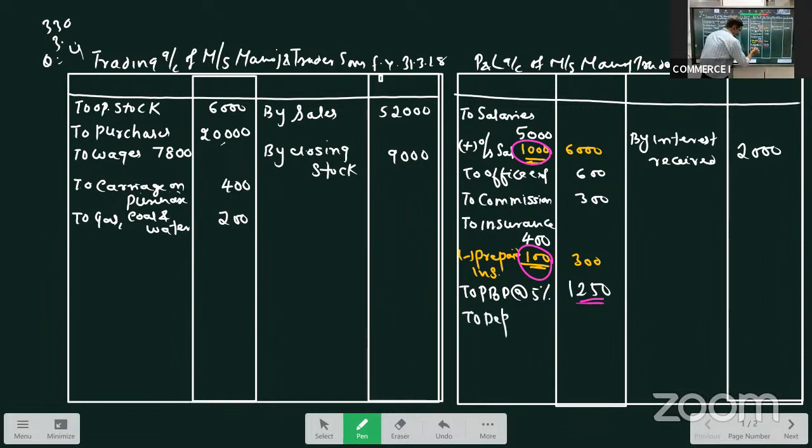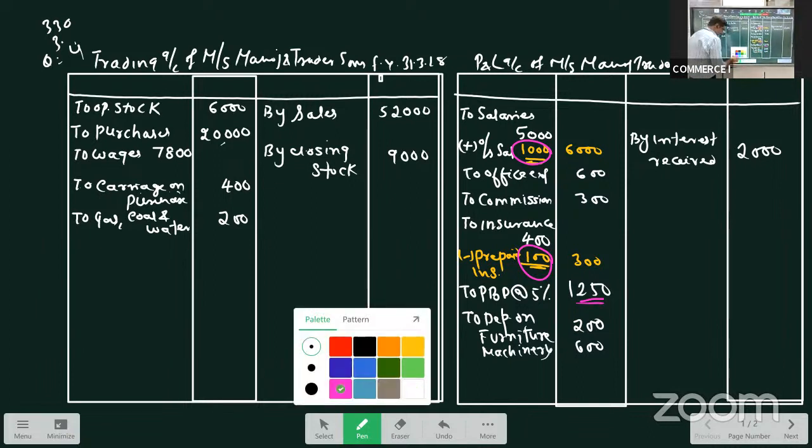To depreciation on furniture. How much? 200 rupees. And similarly, depreciation on machinery is 600 rupees. To depreciation on furniture, 200, and machinery, 600. Okay, these two again will have effect in our balance sheet. From furniture, we will deduct 200 rupees, and from machinery, we will deduct 600 rupees in the balance sheet on the asset side.